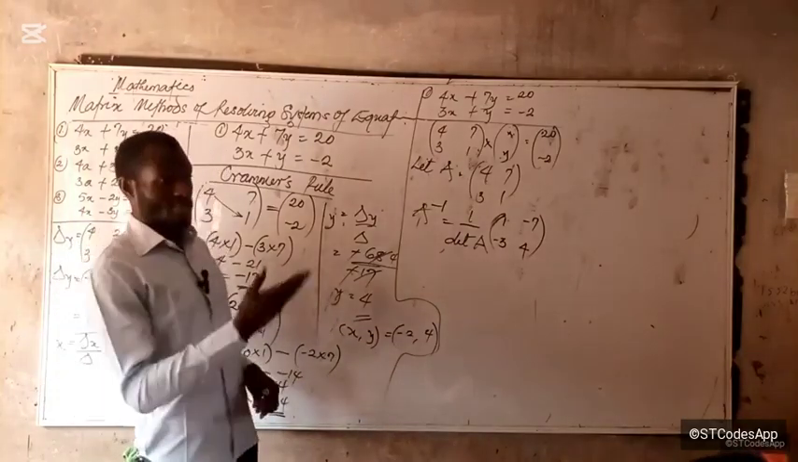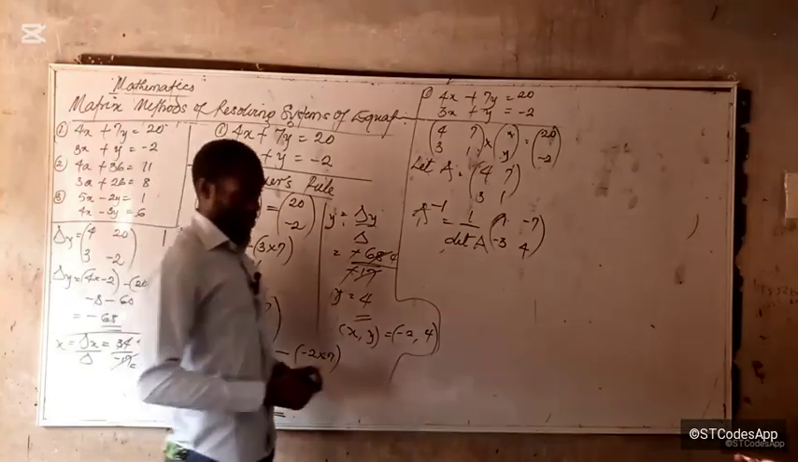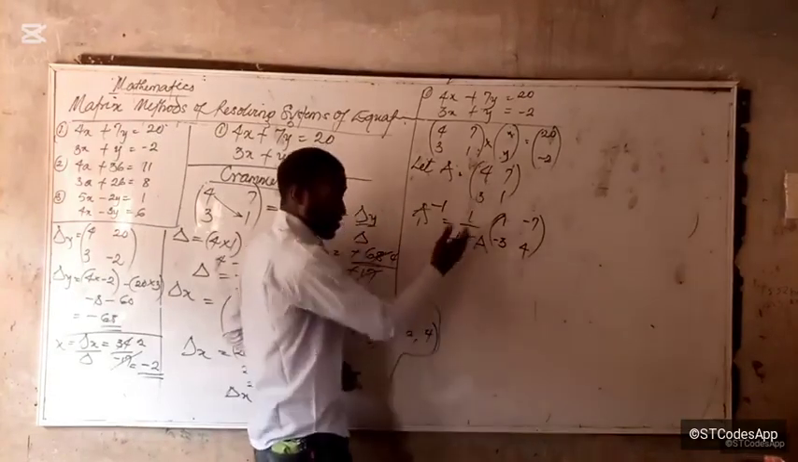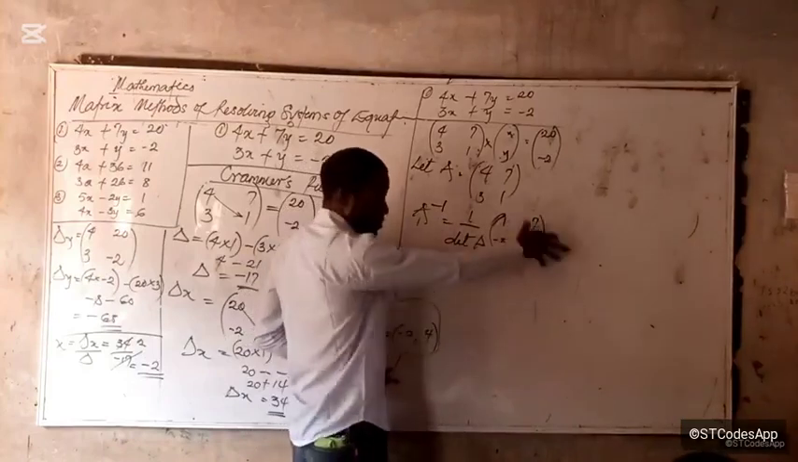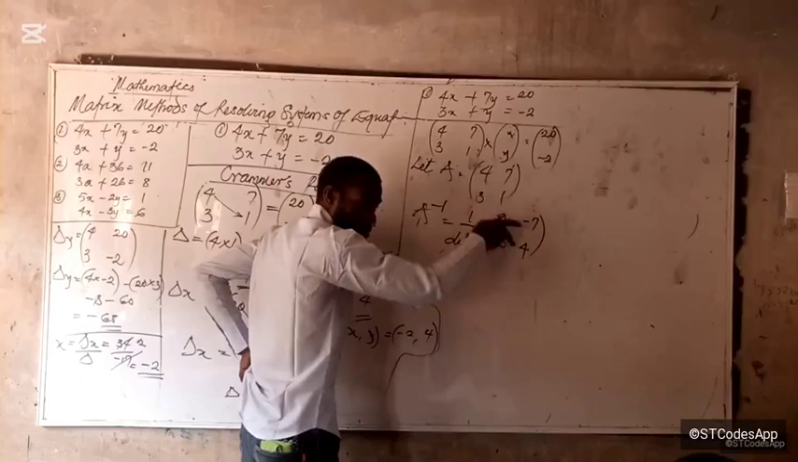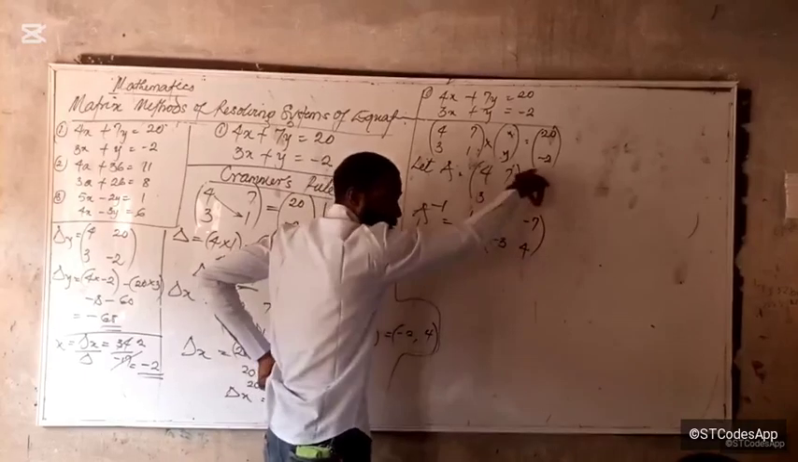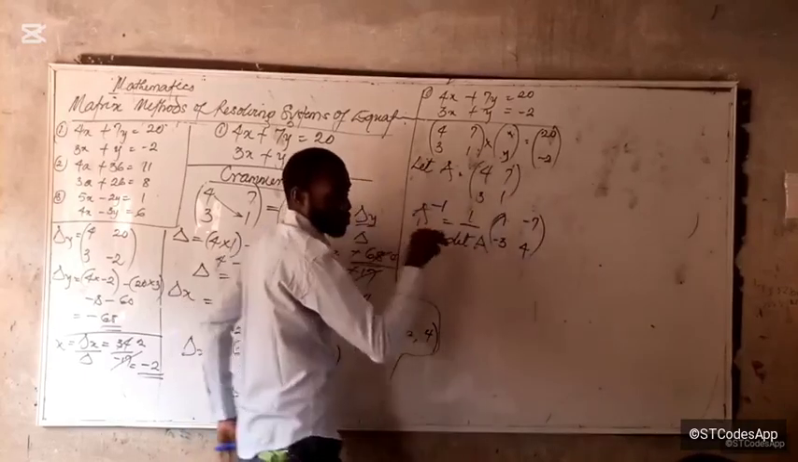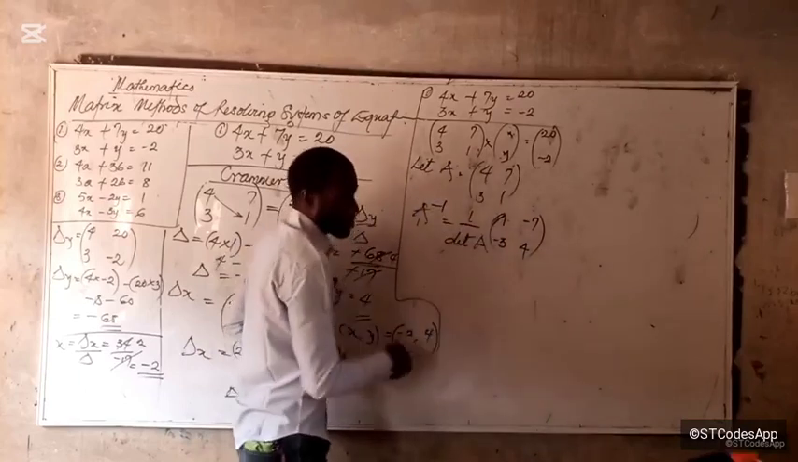I'll help you. It's simple. Do you understand? Are you following me? You say 1 over the determinant of A times this matrix. And you know how we got this, right? Interchange the major diagonal and then add minus to the other diagonal. That's the trick for solving 2 by 2. Is that okay? This is 2 by 2.